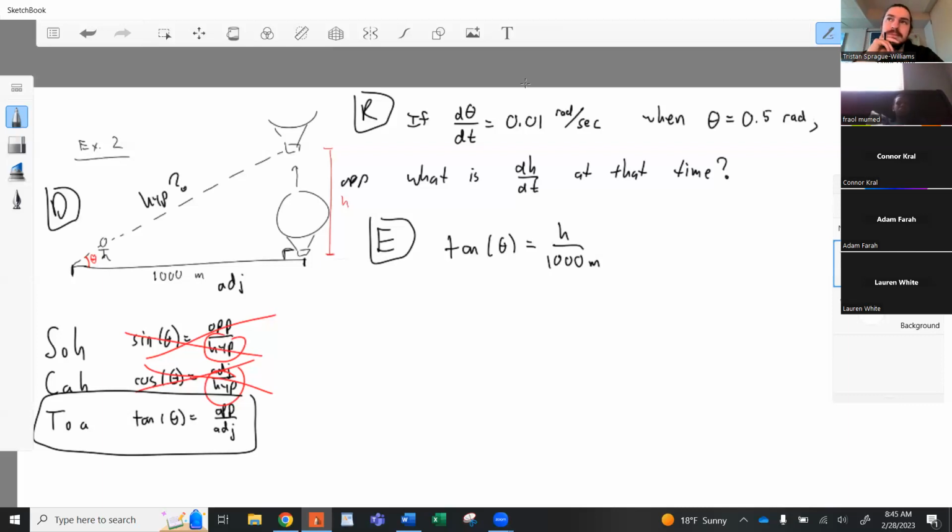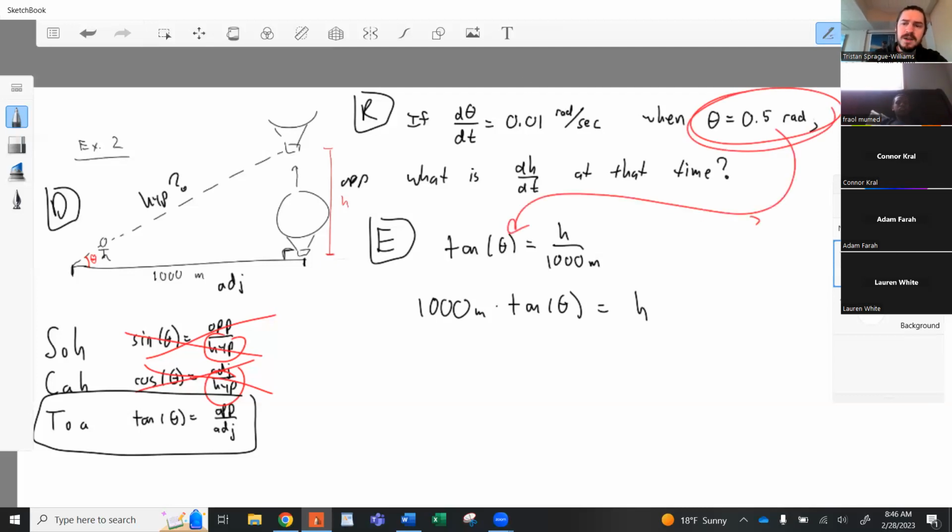Well, you could just multiply by 1,000 meters to both sides, right? We could if we wanted to. Yeah, we could certainly do that. We could say 1,000 meters times the tangent of theta equals h. Yep, that's fine. But the question that you asked, which I think is really worth discussing, is should we do that?